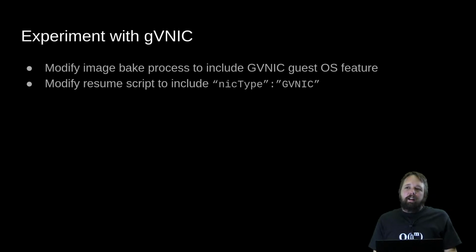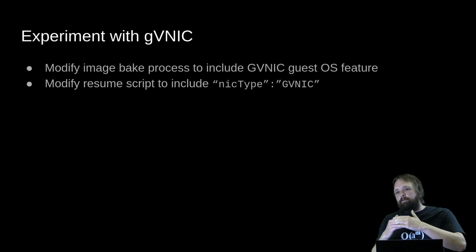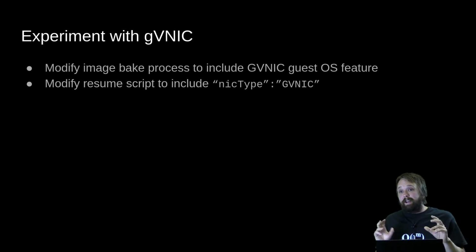But anyway, we tried it, and when I say we tried it, we went through a process to modify our image baking process to tag the image with this gVNIC label, so that it could be enabled on the guest OS. We also made some modifications to the Slurm GCP deployment so that when those nodes come online, when you submit a job, the network interface card type is set to gVNIC.